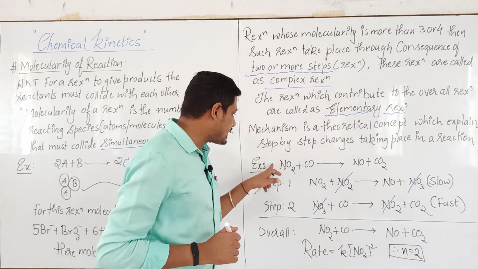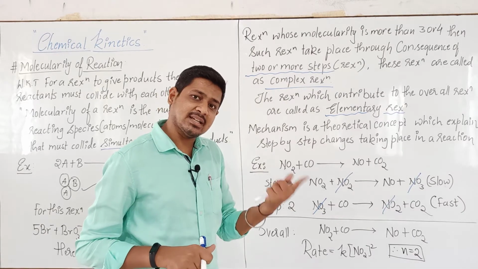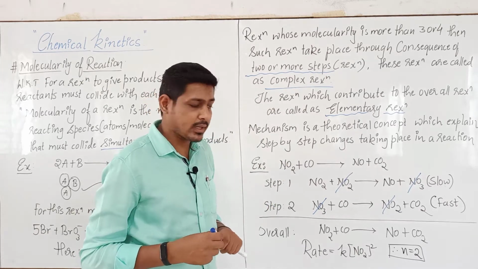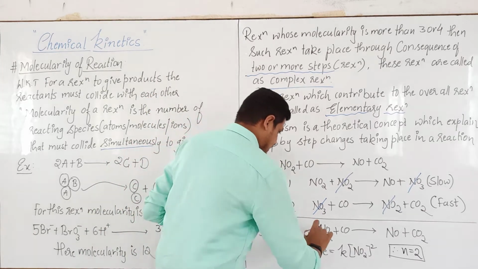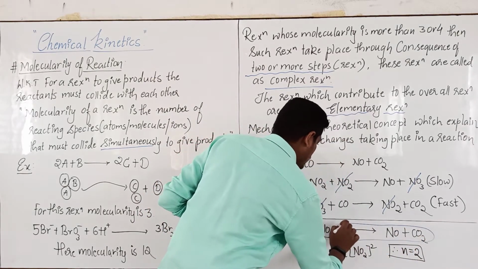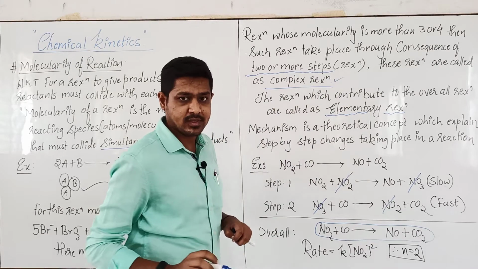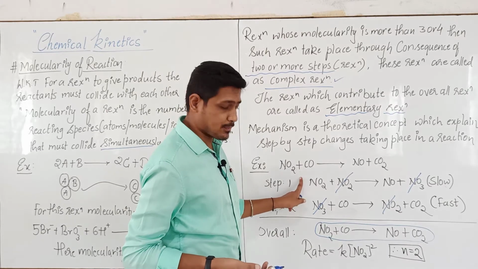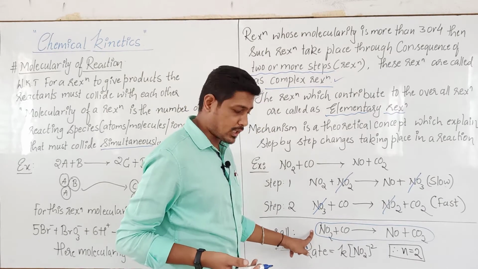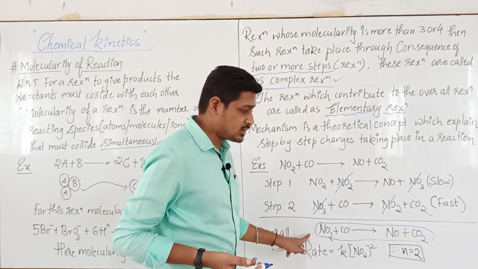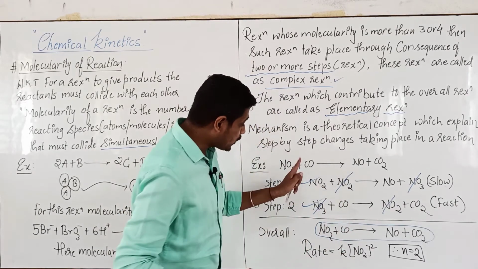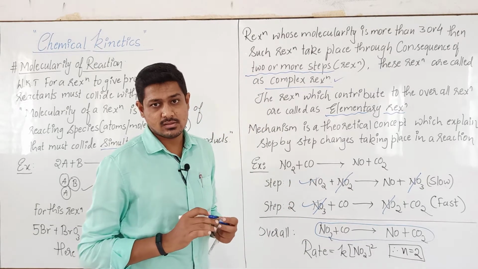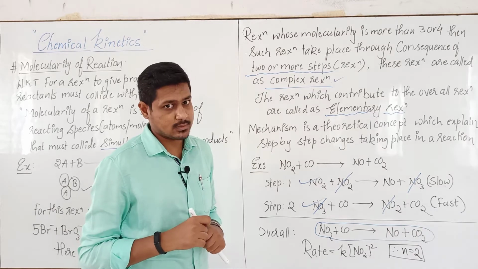Even though only two reacting species have to collide, the reaction is not taking place in one step, it is taking place in two steps. Then this overall reaction is called what? A complex reaction, isn't it? Why? Because this reaction has taken place with the help of these two steps. After these two steps only we get this. So this is called a complex reaction, and these two reactions which are contributing to the overall reaction are called elementary reactions. I hope you are understanding, students.